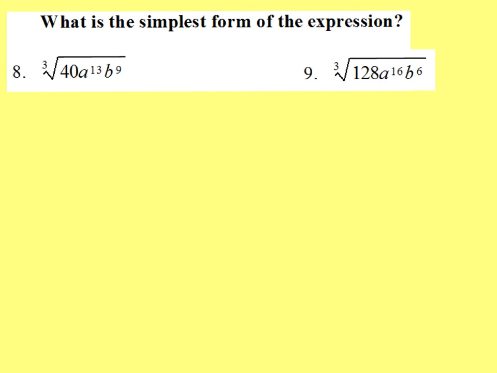Number 8 and number 9 says, what is the simplest form of the expression? So we basically just want to simplify it. Again, we're going to start with just one term at a time. And in order to leave this radical, you need to leave in groups of 3.